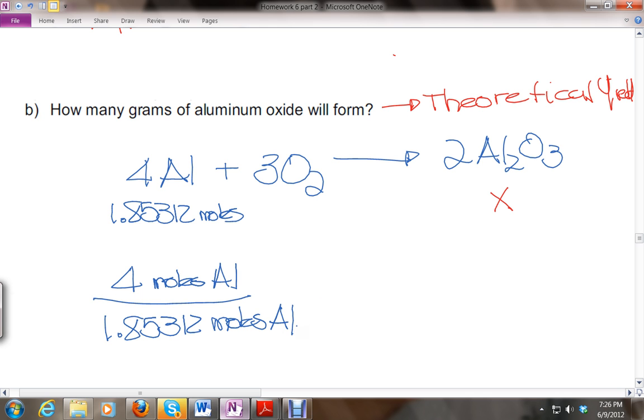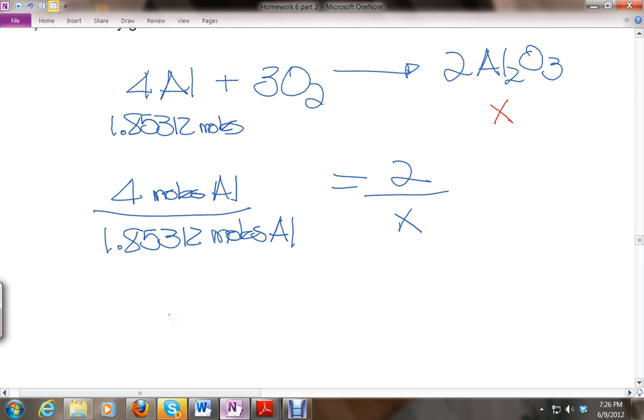And we're going to calculate how much aluminum oxide did we form. 2 divided by x. But again, remember the flow chart. We're going from moles to moles of aluminum oxide, and then we have to multiply by the molar mass. That's why some students like to do it all in a row.